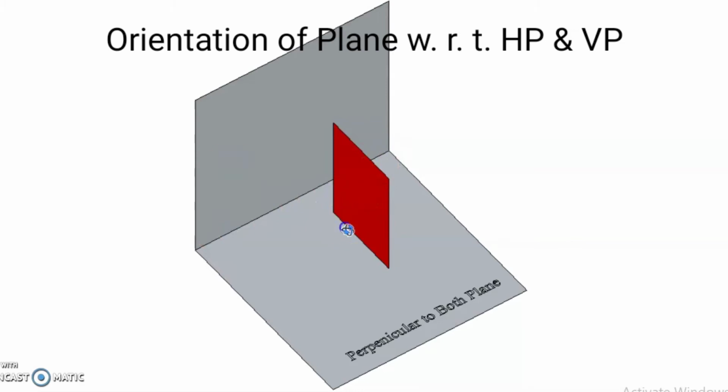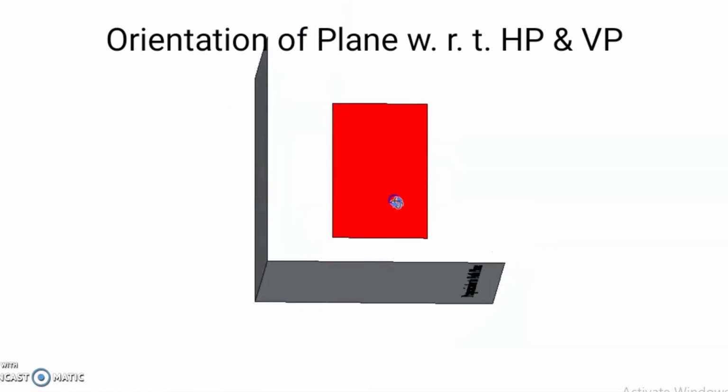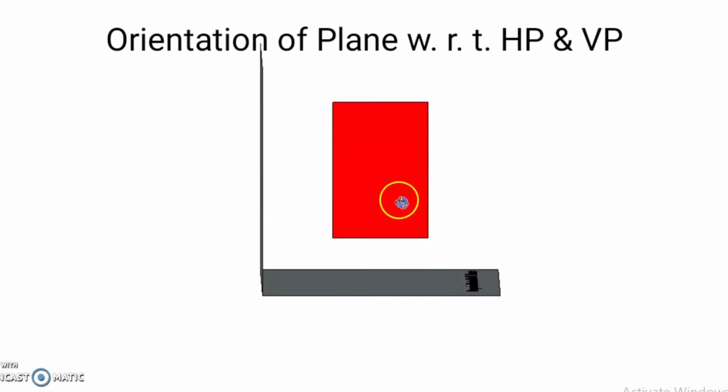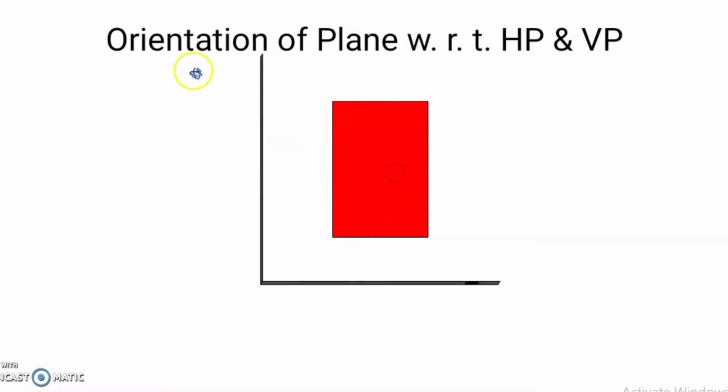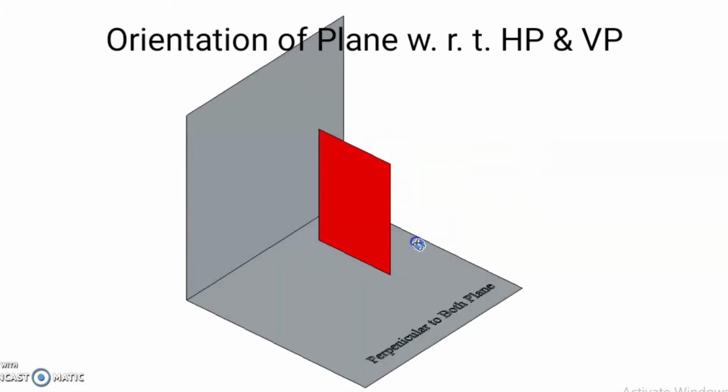Its true shape view will appear along the side plane like this one. So the side view will appear like this one, which shows its true shape.